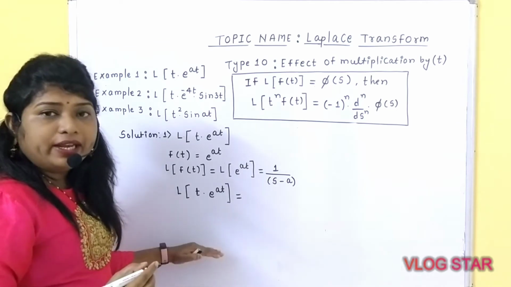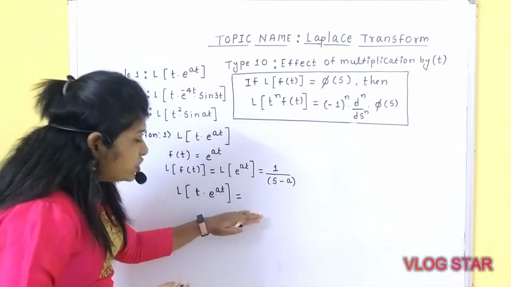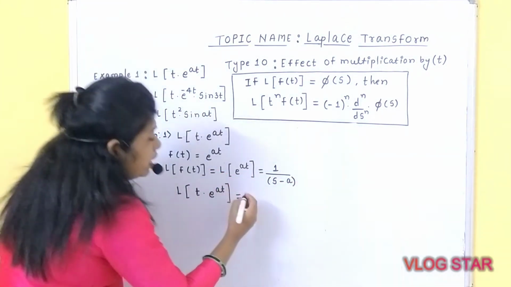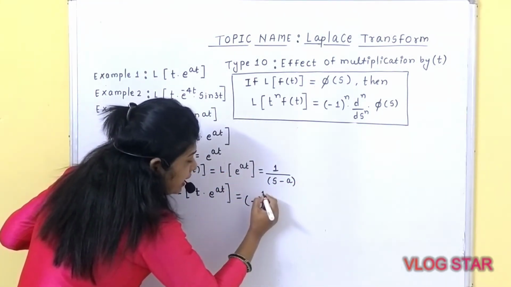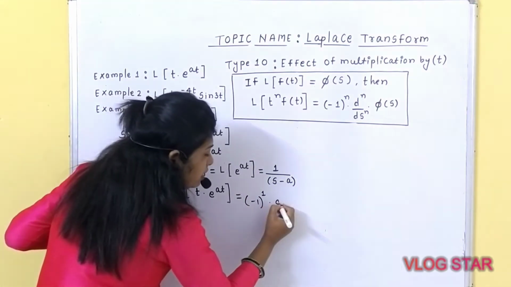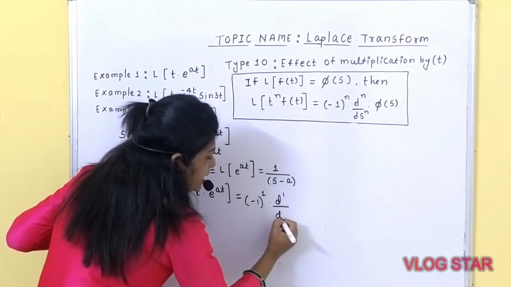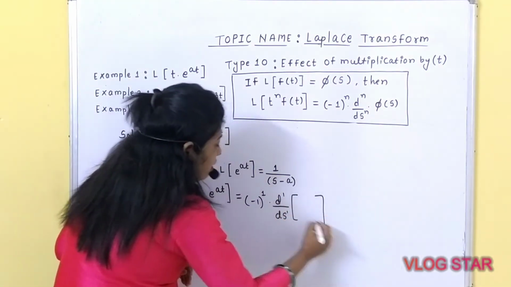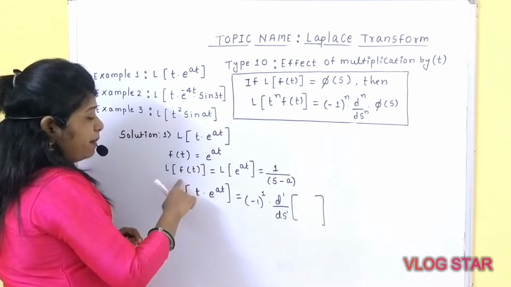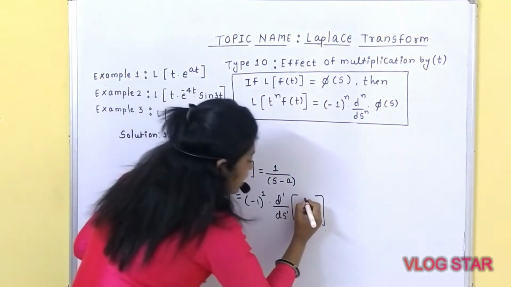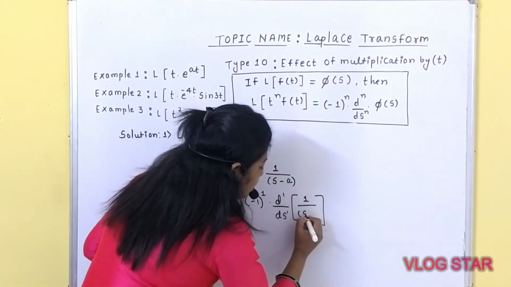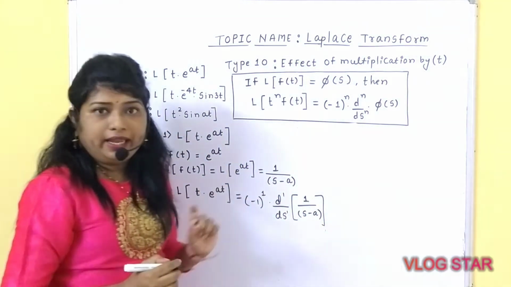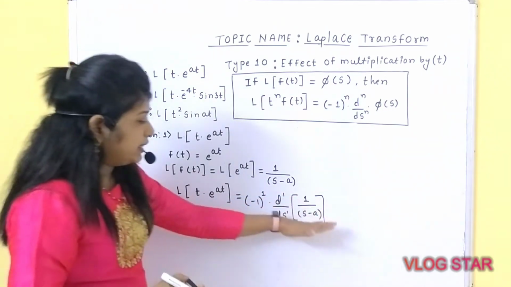Laplace of t into e raised to at, which is equal to, we have to use this formula. So what is the value of n? n is equal to 1. Here d raised to 1 upon ds raised to 1, that is d by ds. What is phi of s? Phi of s is nothing but Laplace of f of t. So here we have to substitute 1 upon s minus a. I hope you have understood till this step.